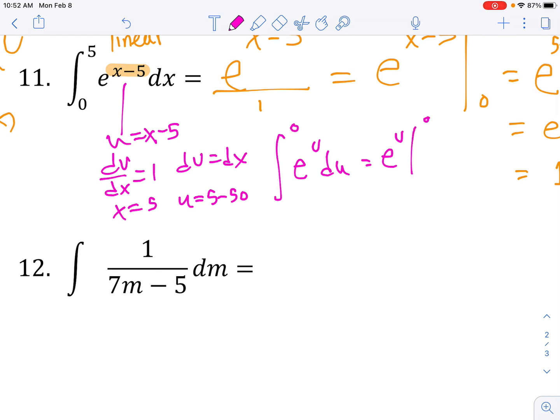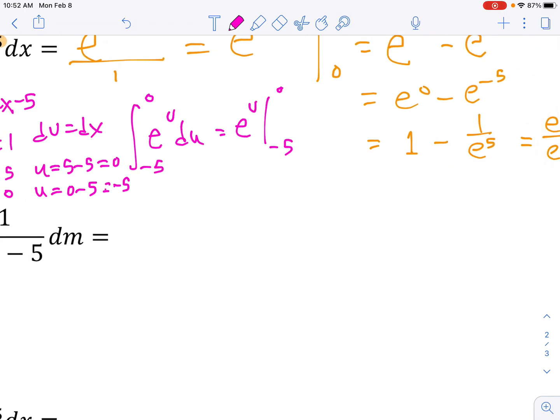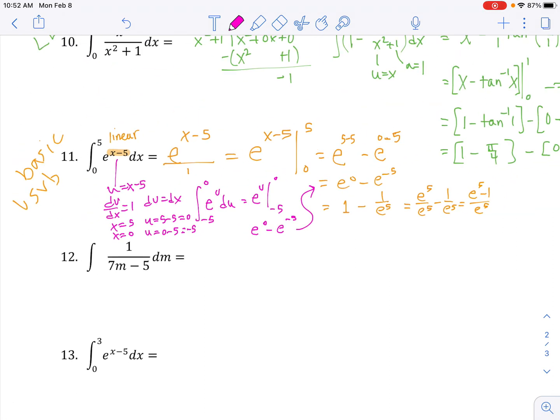That's the top. And when x equals 0, u equals 0 minus 5. I forgot my equal sign there, which equals minus 5. That's the bottom. See how we get the negative power there? Because of the change in variables. So this is now e to the 0 minus e to the negative 5. And as you can see, we end up with the same expression, which means we have the same simplifying occurring.